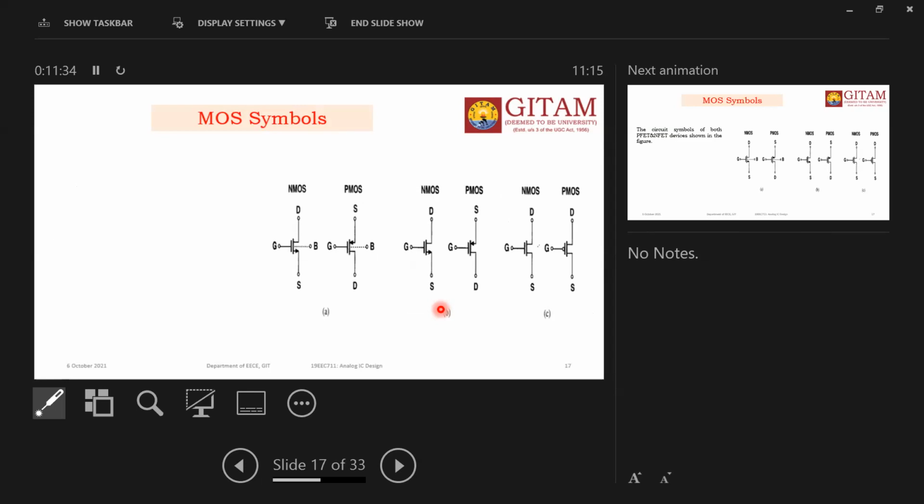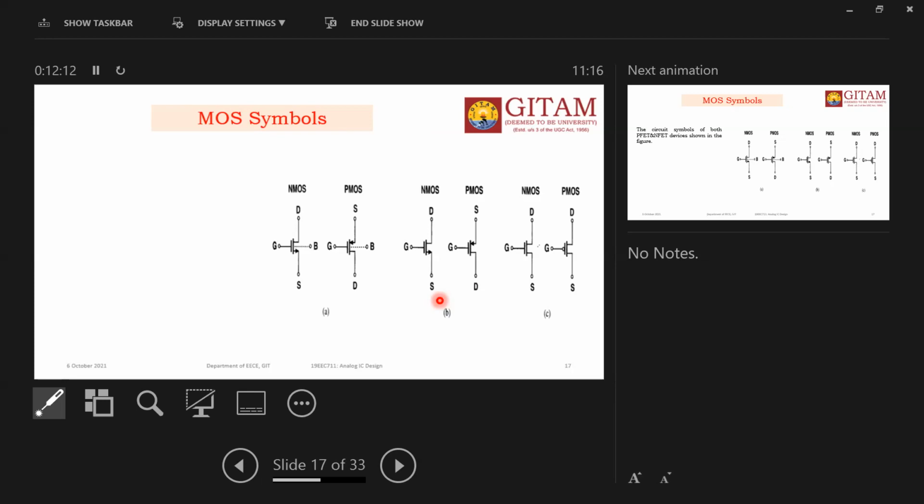Now come to the symbols of the MOS transistors. What is the difference between these symbols? The first pair is NMOS and PMOS including the fourth terminal, the body. The second pair is the NMOS and PMOS symbols related to analog circuits. There you can find the difference in the current direction. If the current has an outward direction, that is NMOS. If it is inward, it is PMOS.